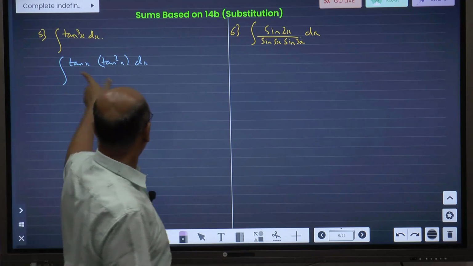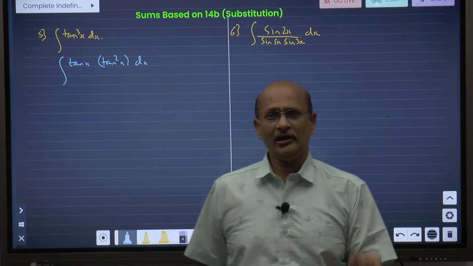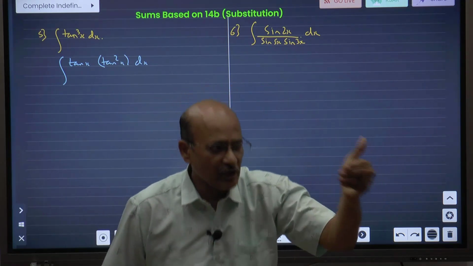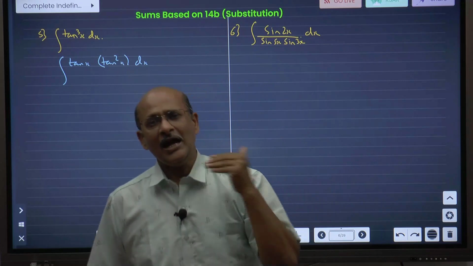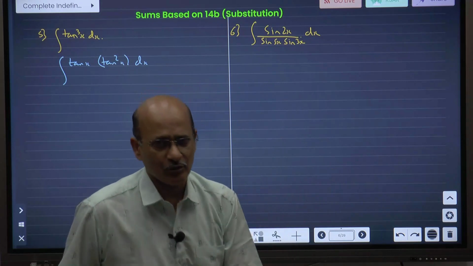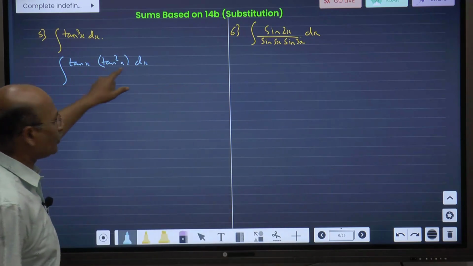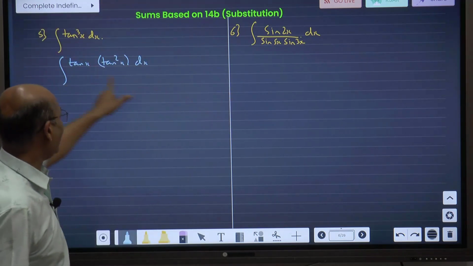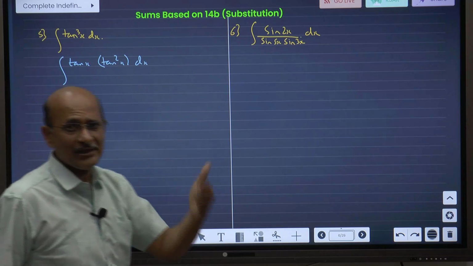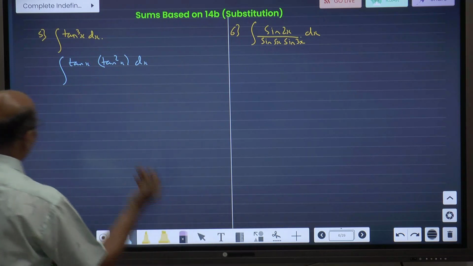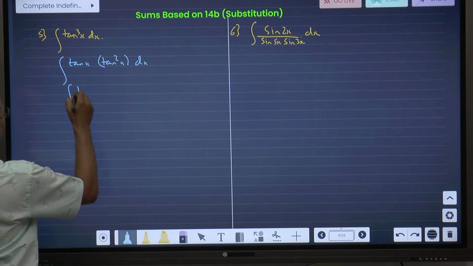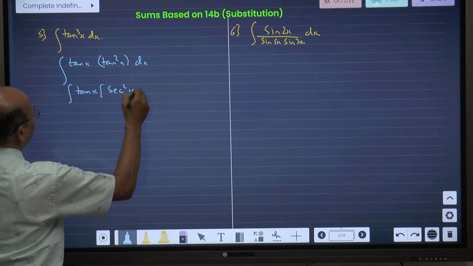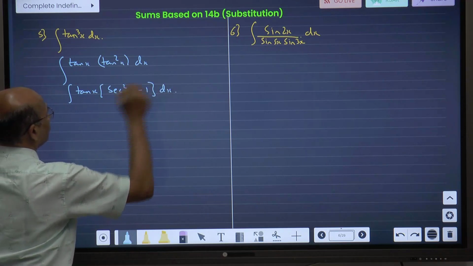Because I understand from here that the derivative of tan is sec square. Just now I saw in substitution, when a function is there and its derivative is there, I can use the technique of substitution. So as soon as I see tan square x, and the derivative of tan x is sec square x, because tan square x I can write as sec square x minus 1. Formula, basic trigonometry. So what I can do is write this tan x times sec square x minus 1 dx, right?